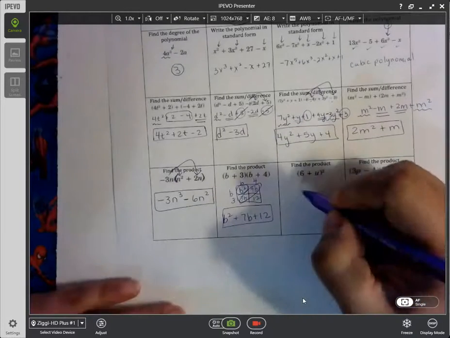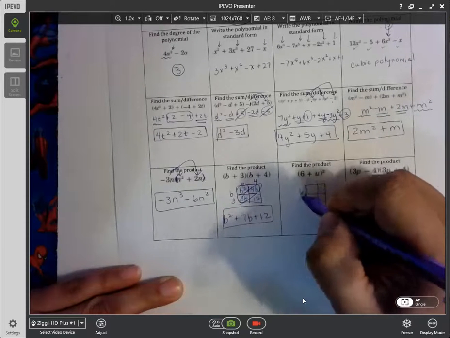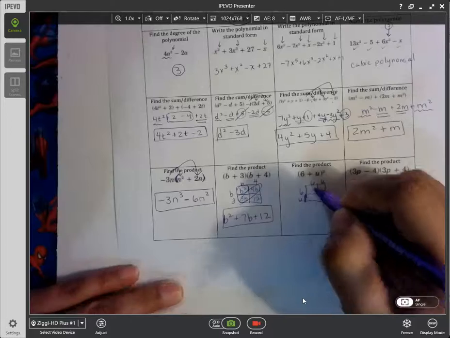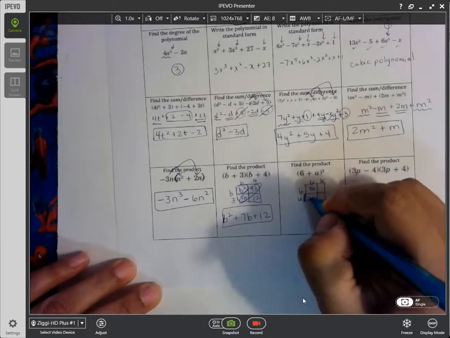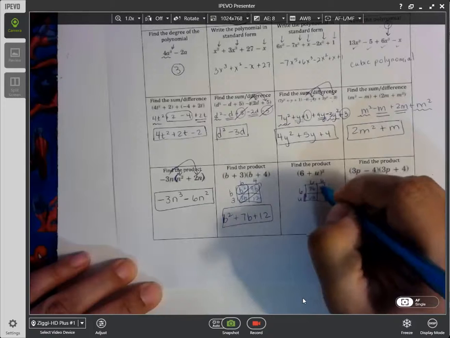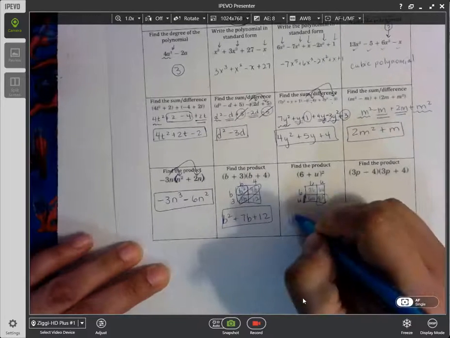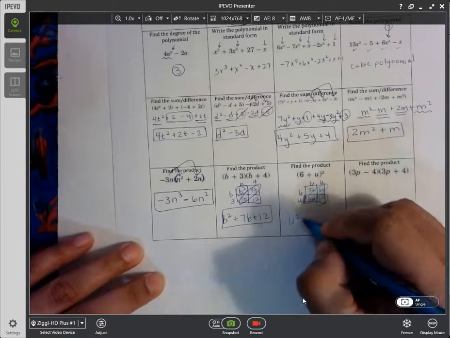This is also a product, so we're going to a product of binomials. So we're going to box that. 6 times 6 is, change colors, 36. 6 times u is 6u. 6 times u is 6u. U squared is a u squared term. These are like terms because they both have a single u.